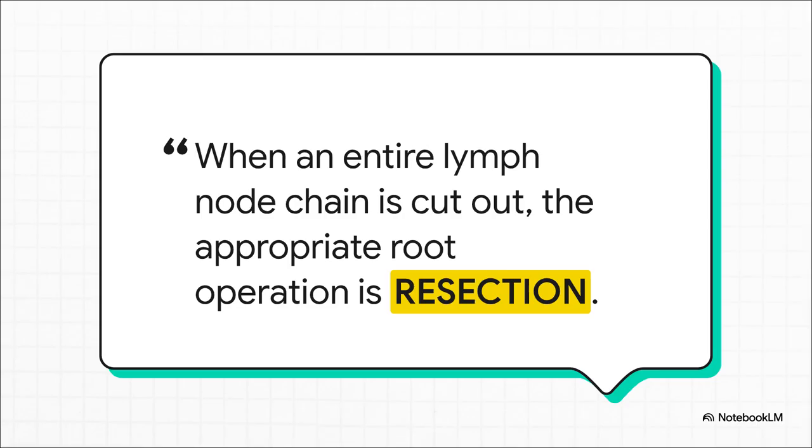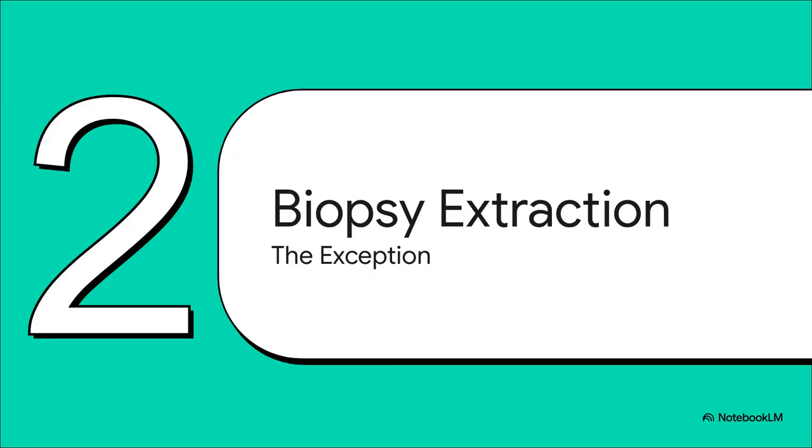Let's cement this with a foundational coding rule, specifically regarding lymph nodes. If a surgeon removes an individual lymph node, or even a few individual ones, you code that as an excision. However, if that operative report specifically states that an entire lymph node chain is cut out, your root operation shifts immediately to resection. Just remember, a resection means taking the entire body part or the entire distinct subdivision. Let's move along and see how this builds into our second topic, the biopsy extraction exception.